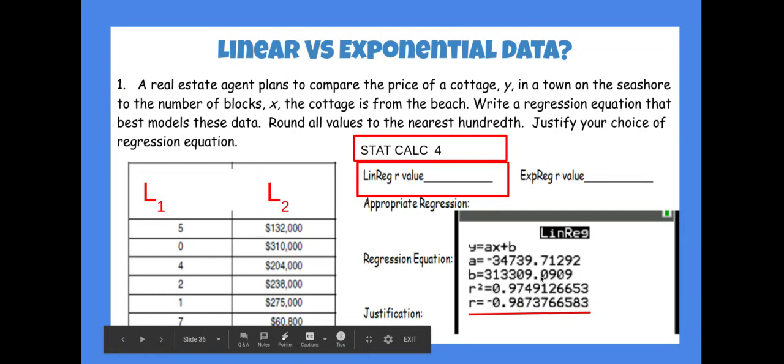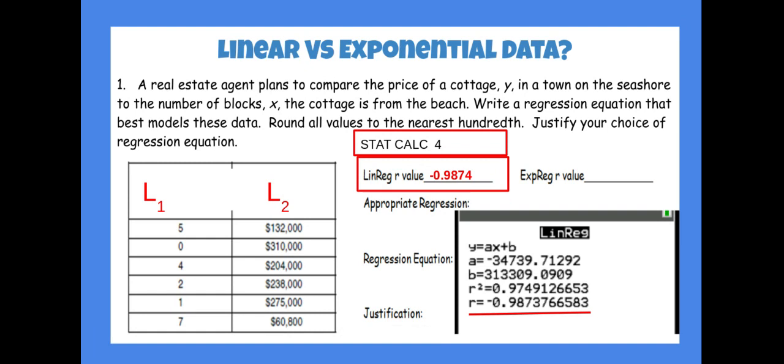So what you're going to do is you're going to round it. You're going to write it down, round it to the nearest 10,000th. Pause the video to do that. And your answer should be negative 0.9874.